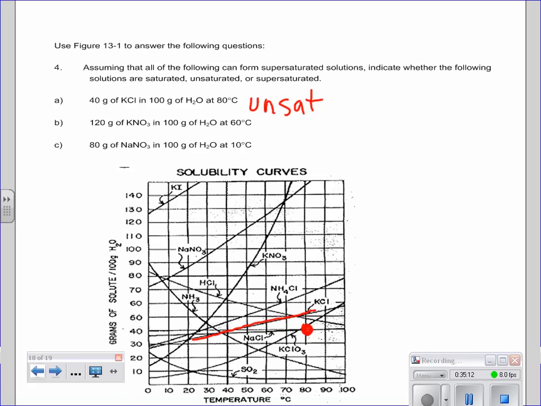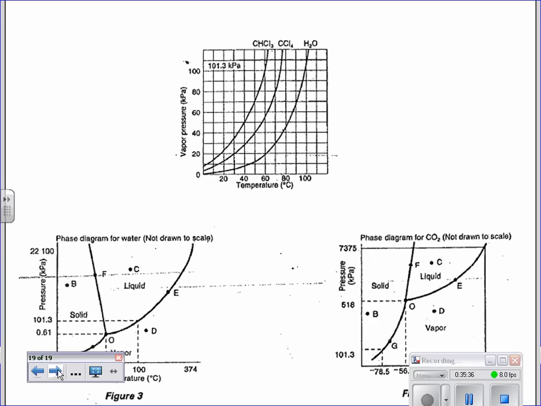The next one, I'm not going to go through it, but you're going to see it's supersaturated. And then the last one, it's kind of close to the line. I'm not sure if that was originally the intent, but instead of calling it saturated, I'm going to call it slightly supersaturated. And that is all we have. And this just shows you some of your figures that you'll be needing to use on your homework.